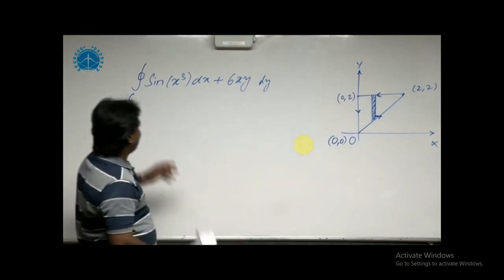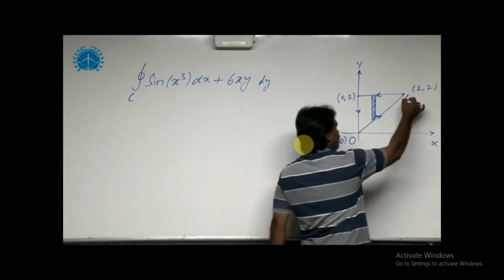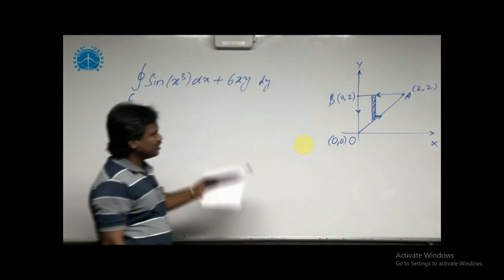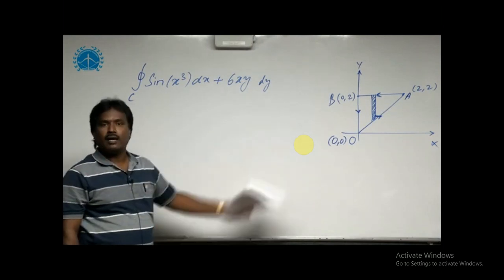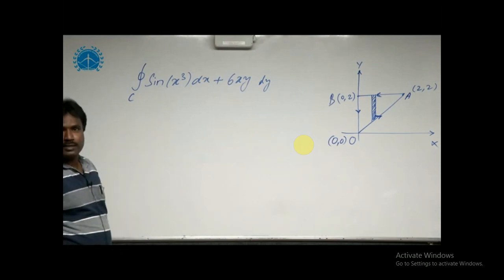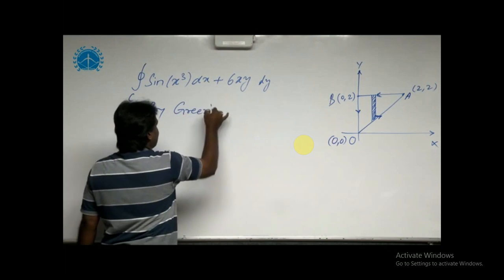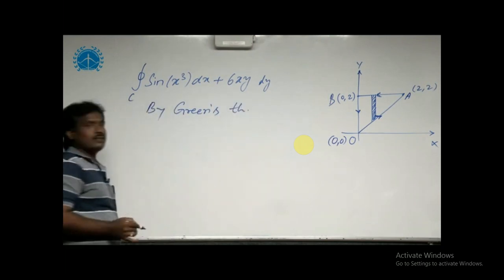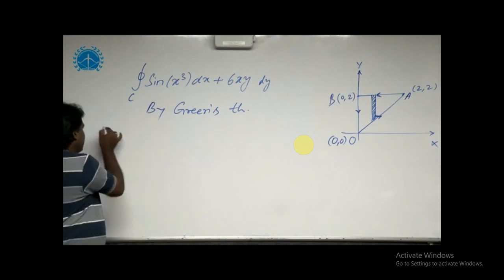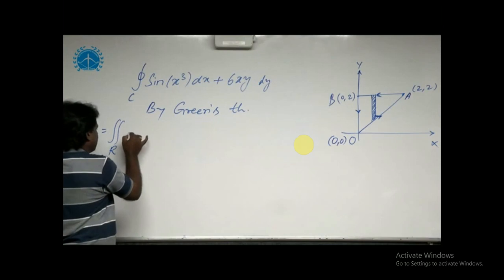So we would have to find the line integral along three paths, that is OA, AB and BO. But it takes more time to calculate the line integral along three paths, so it can be converted into another integral. By using Green's theorem, we can convert it into a double integral. Green's theorem states the relation between a line integral and a double integral.